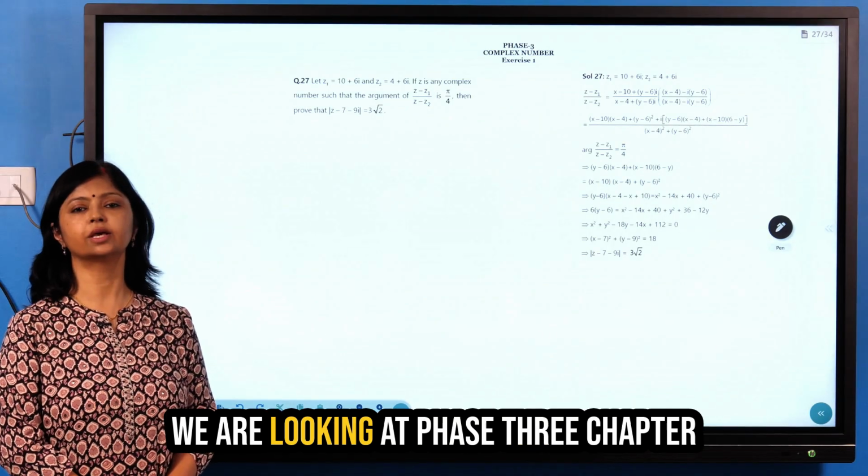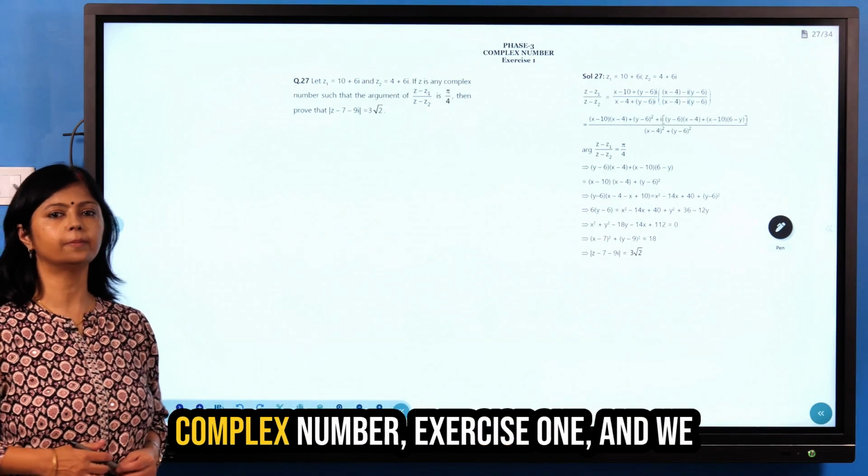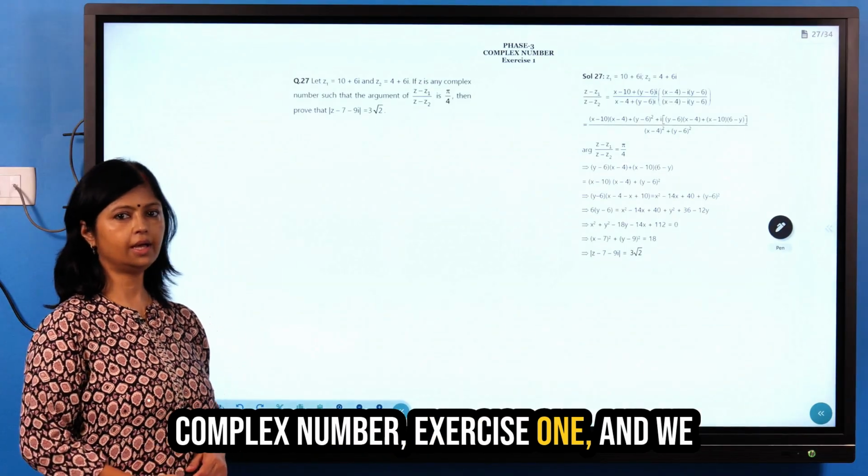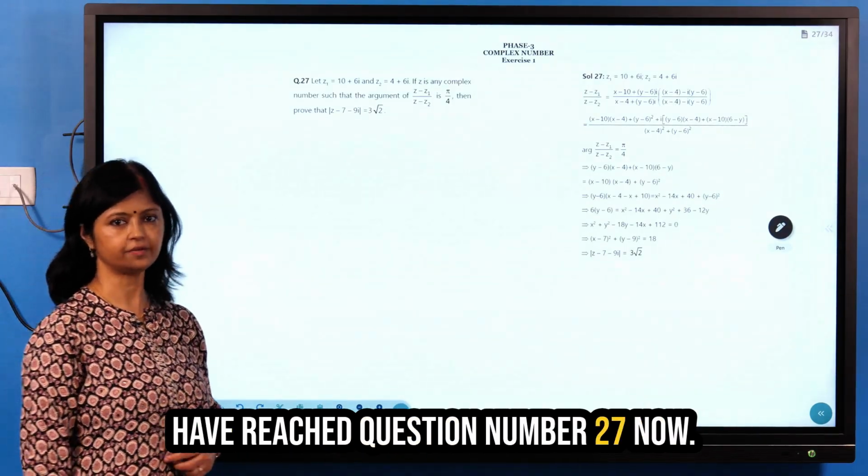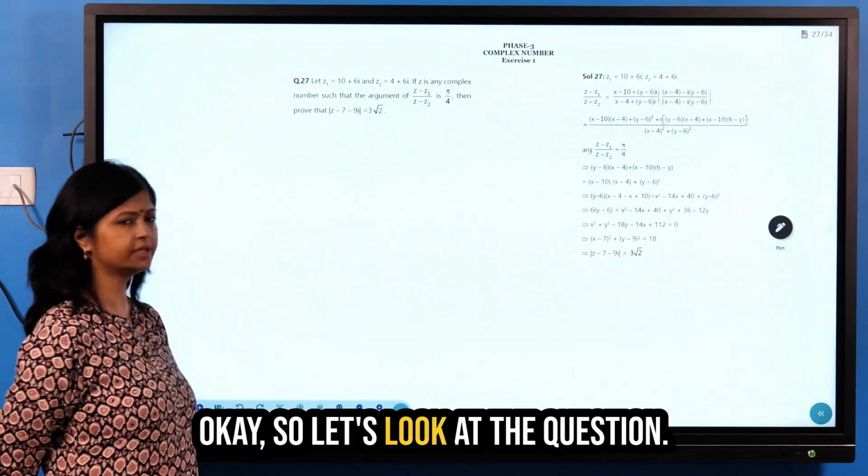Hello everyone. We are looking at phase 3, chapter complex number, exercise 1. And we have reached question number 27 now. Okay, so let's look at the question.